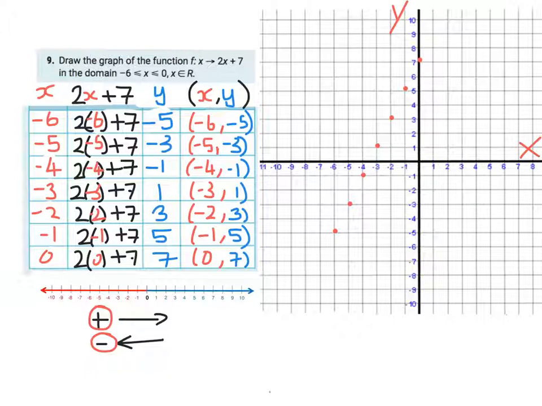There's no point over here or over here. They can all join together to make a straight line. So we need to get our ruler and draw a straight line now, okay? So we bring the ruler over, line it up to the dots, and draw our straight line from there. Okay, so now we've completed the question. We've drawn the graph of the function f of x is equal to 2x plus 7 in the domain from minus 6 to 0, where x is an element of a real number.